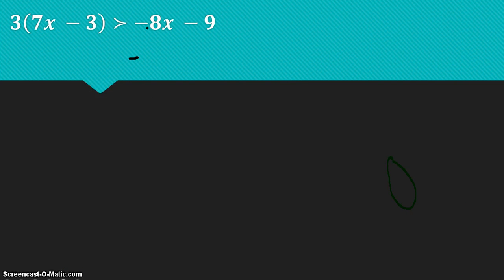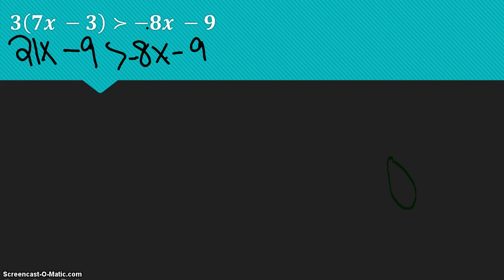The next problem we'll be working with is 3 parentheses 7x minus 3 is greater than negative 8x minus 9. Now again, you're going to want to start with distributing. So 3 times 7 is 21, so that would be 21x. And now, if you look closely, there isn't a plus sign but a subtraction sign. So that means that the 3 after the subtraction sign is negative. So that's negative 3. So positive 3 times negative 3 is negative 9. So our inequality after distributing would be 21x minus 9 is greater than negative 8x minus 9.